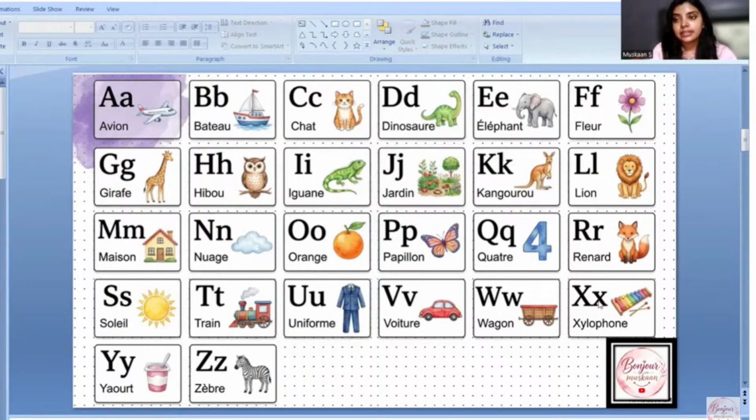Now I hope you know how to pronounce all of these. So let's revise all of these one more time. Now repeat after me. A for avion. B for bateau. C for chat. D for dinosaur. E for elephant. F for fleur.